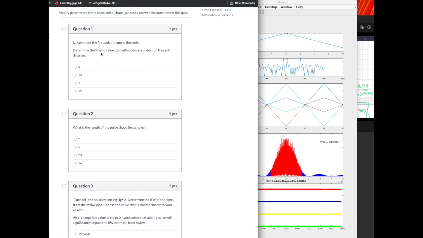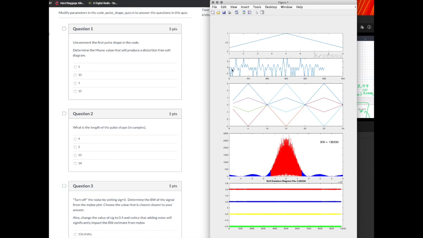The first thing you're supposed to find is the M-sync value that will produce a distortion-free soft decision diagram. Here's the waveform, and here's an eye diagram, and this gives you the spectrum using the my bandwidth routine that I sent you a different assignment about. I look at the soft decision diagram, and I notice I get nice clean lines, but the amplitude is not right. This is 0.6, 0.2, minus 0.2, minus 0.6. So we're sampling at 1, and that's way over here in the pulse, and we want to sample where the pulse is equal to 1.